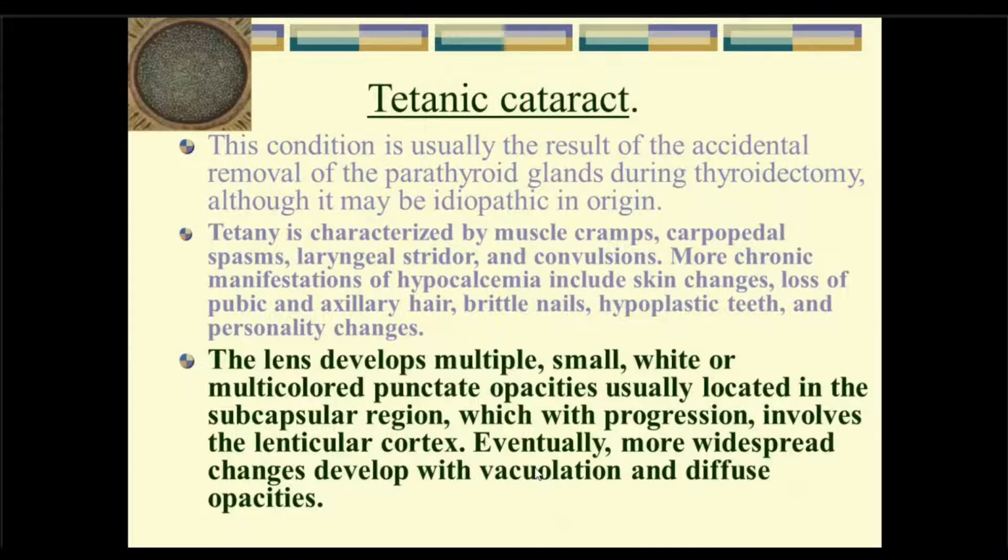Tetanic cataract. This condition is usually the result of accidental removal of the parathyroid glands during thyroidectomy. Also, it may be idiopathic. The lens develops multiple small, white or multicolored punctate opacities, usually located in the subcapsular region.